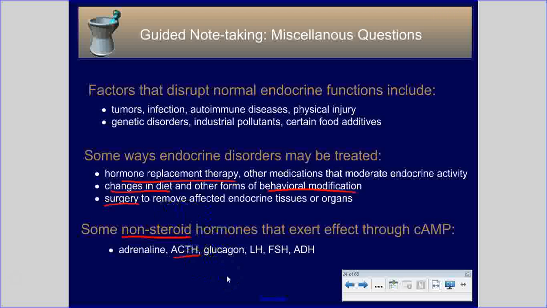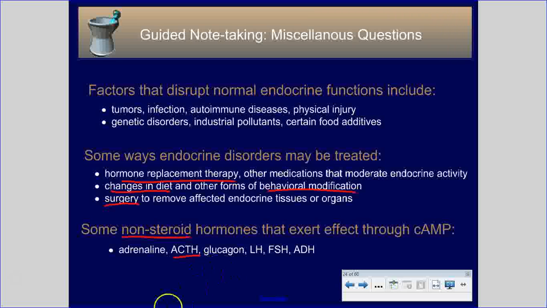Sometimes it's hard to tell, and I certainly don't expect you to know all of them, but sometimes it's hard to tell whether a hormone is steroid or non-steroid just from their name. The steroid ones, some of them are a little bit easier in that if they end in "erone," like testosterone or progesterone, things like that, or if they end in "oid," then they would be easily identified as steroid hormones.